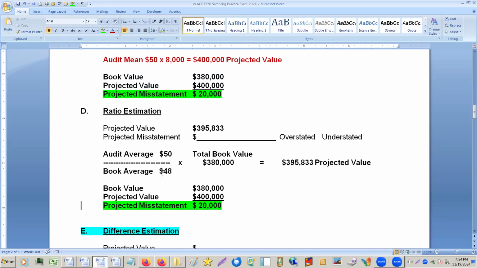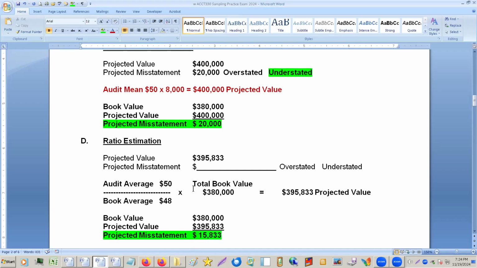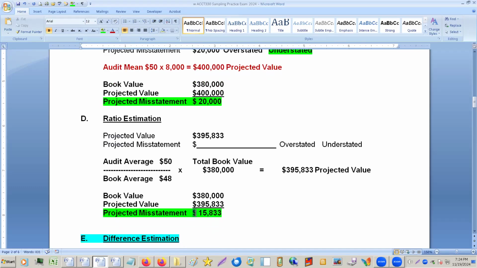So our projected value is... 833, so we project a misstatement of about 15,000. 833. Is that right? I think that's right. So this will be our projected misstatement.